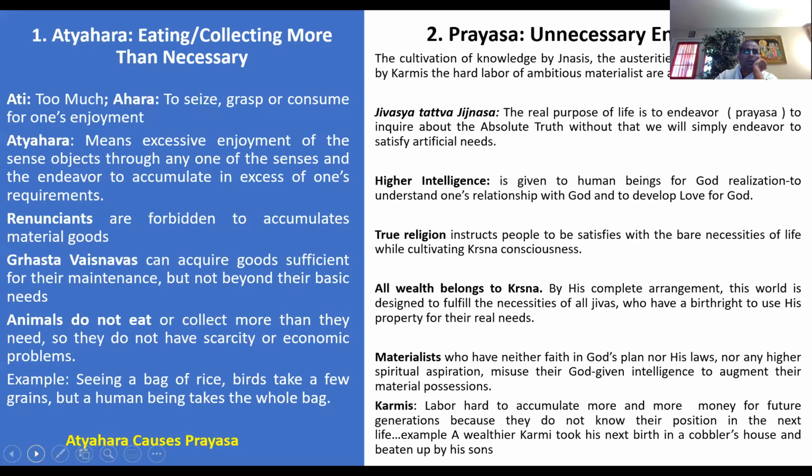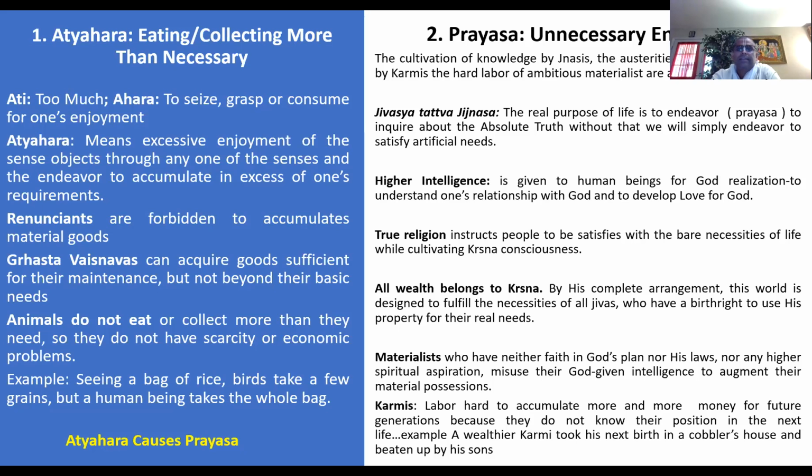So with that, we'll go one by one and go through the key highlights of the points made in the purport related to each of the six items that we just spoke about. Ati means too much, and ahara means to seize or grasp or consume for one's enjoyment. So atihara means excessive enjoyment of sense objects through any of the senses, and the endeavor to accumulate in excess of one's requirement. So Prabhupada is saying that too much sense enjoyment, and also the desire to accumulate more than our necessity, is atihara.